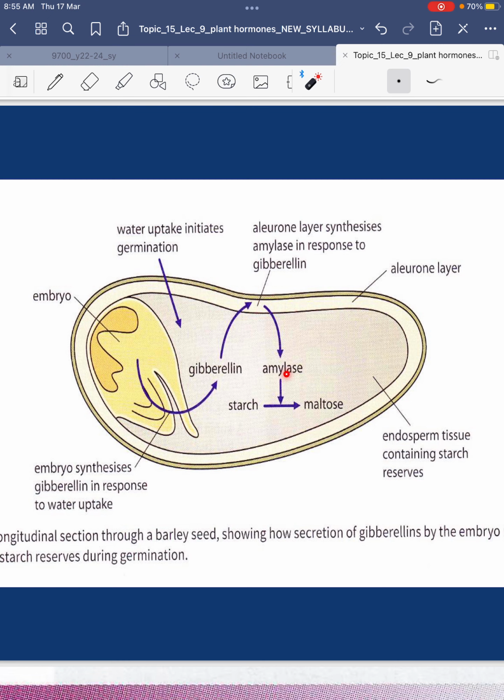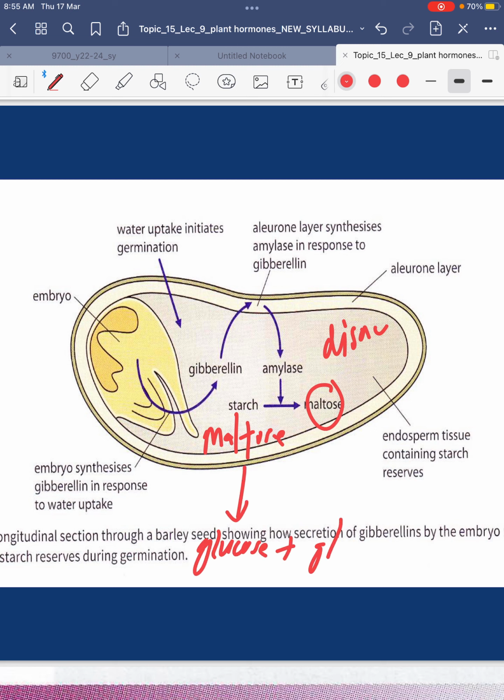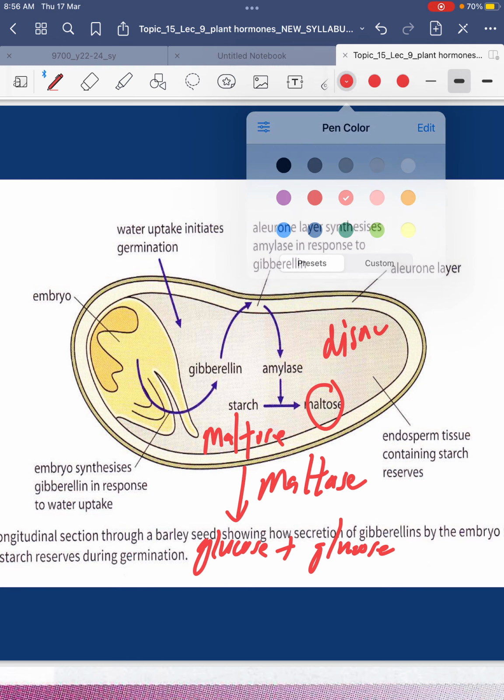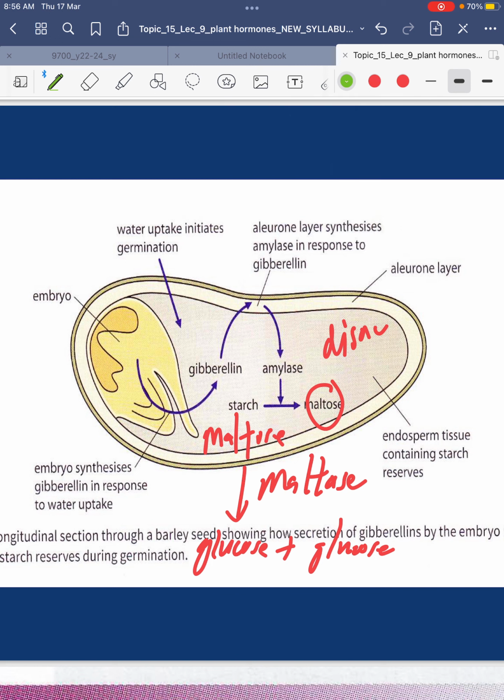So the starch can now be broken down to maltose by amylase, but don't forget the maltose is still a disaccharide, which is still quite big. So the maltose will be broken down to glucose plus glucose by maltase, and this maltase is also coming from the aleurone layer, because maltase is an enzyme.